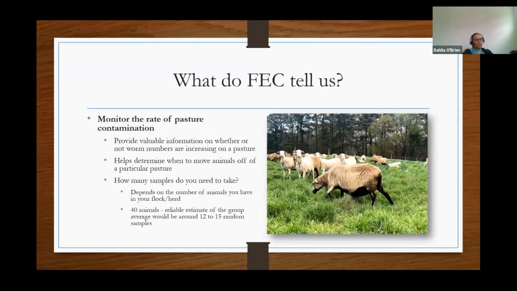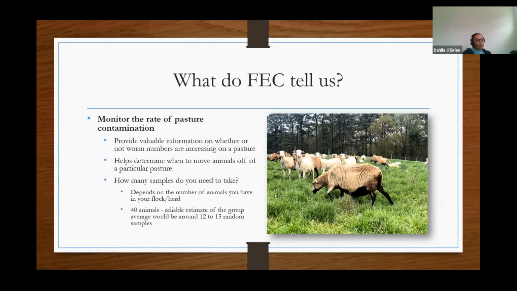So what exactly do fecal egg counts tell us? Fecal egg counts can help us to monitor the rate of pasture contamination. We could use those to essentially determine when to move animals off of a particular pasture. In doing this, you would need to collect random samples, and it will give you an idea of just how wormy the animals are, which will be a direct correlation to how infested your pastures are.